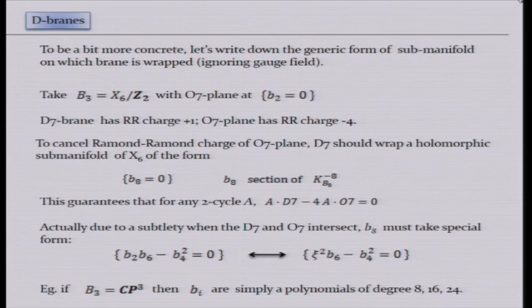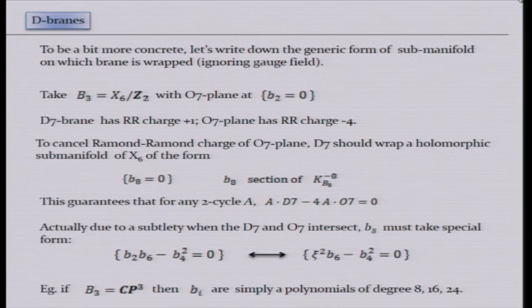O7 plus, I didn't really say what O7 minus and O7 plus are, but okay. O7 plus has positive charge, so it wouldn't help you much. I said minus 4 here. Maybe some of you have seen that it has charge minus 8. Sometimes you see it said that it has charge minus 8. The difference is whether you're thinking about working on B3 or working on X6. If you work on X6, you should think of it as having charge minus 8. If you work downstairs on B3, you should think of it as having charge minus 4.